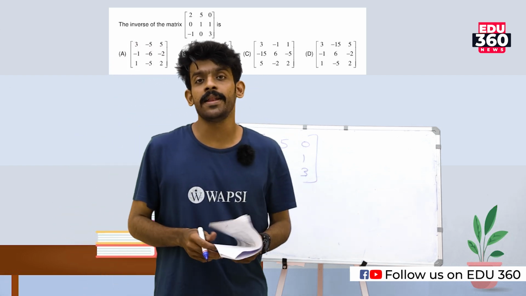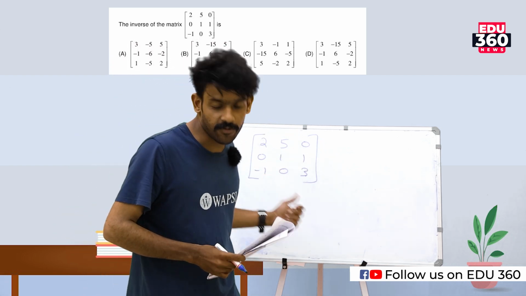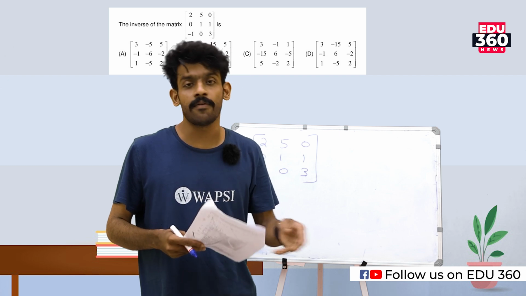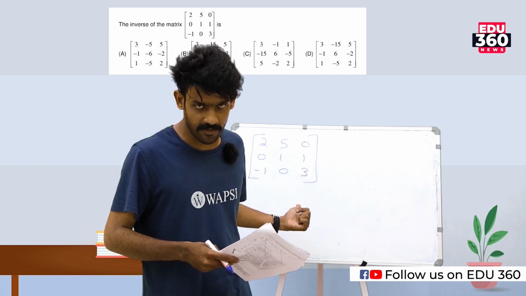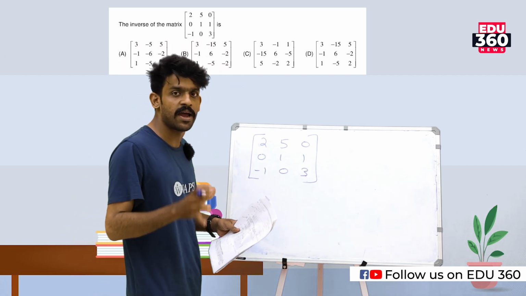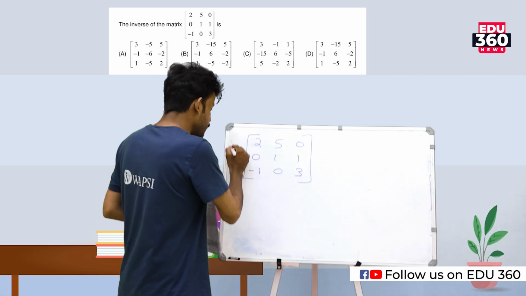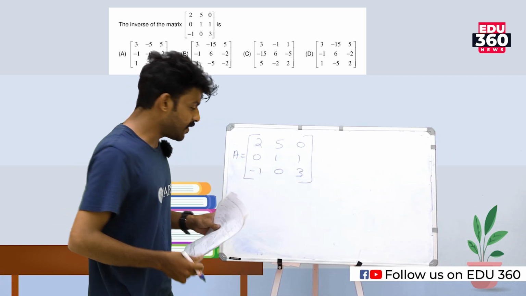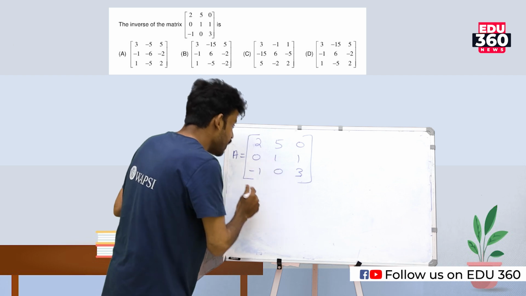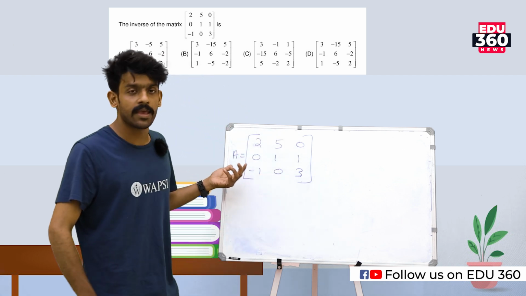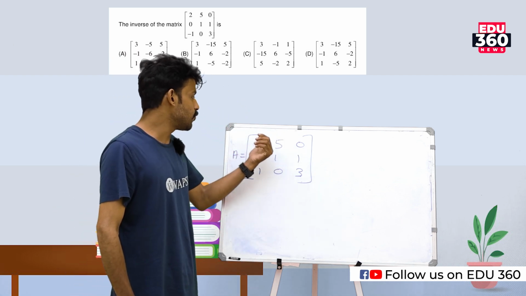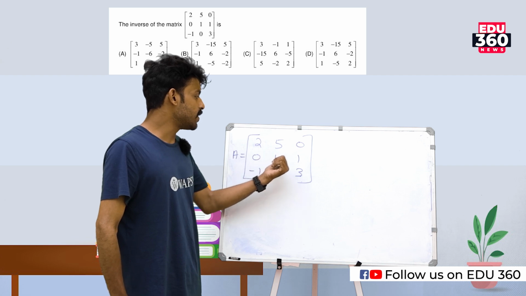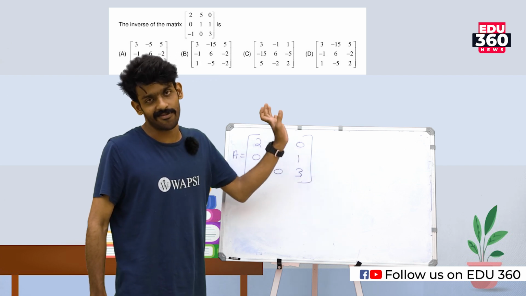So we need to find the inverse of this matrix. How can we find the inverse of the matrix? The inverse of the matrix, A inverse, is equal to adjoint A divided by determinant of A. First of all, we can consider this as matrix A. So A is equal to 2, 5, 0 and 0, 1, 1 and minus 1, 0, 3. This is a 3 by 3 matrix.